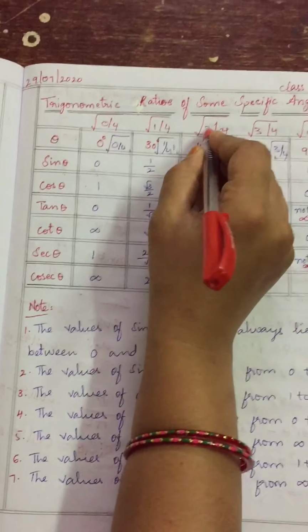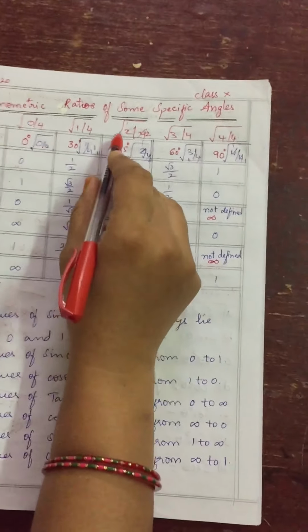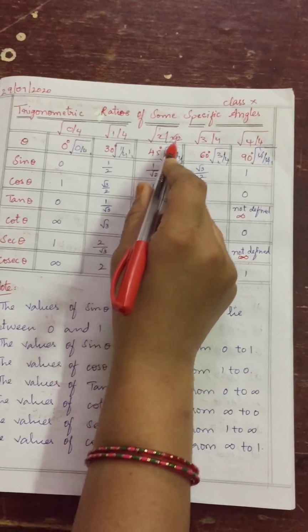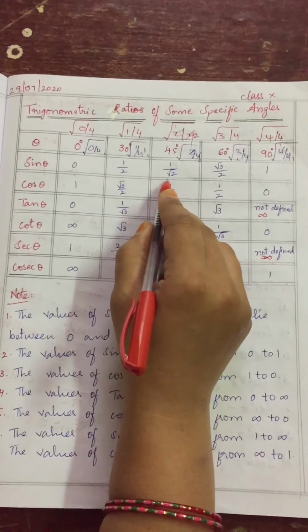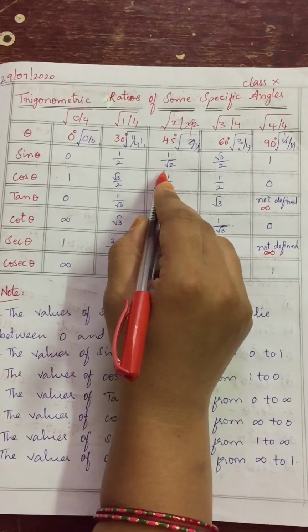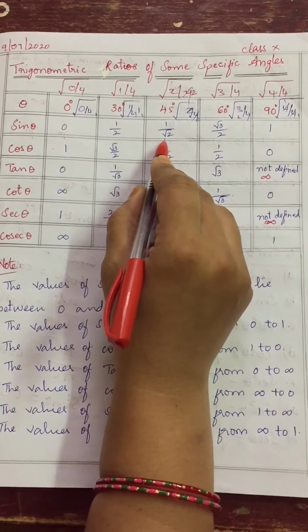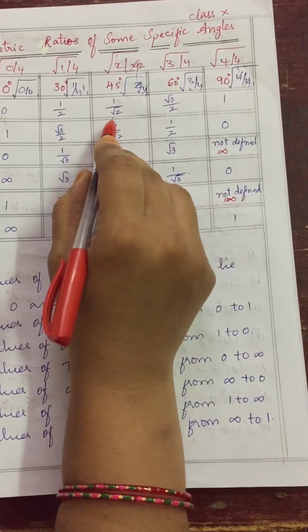Similarly 2 by 4: 2 1s are 2, 2 2s are 4. So square root of 1 by 2. Square root of 1 is 1 only, square root of 2 is square root of 2 only. We will write the exact value. Square root of 2 in decimal we know, but the exact value we don't know here, so that's why we are not writing it.